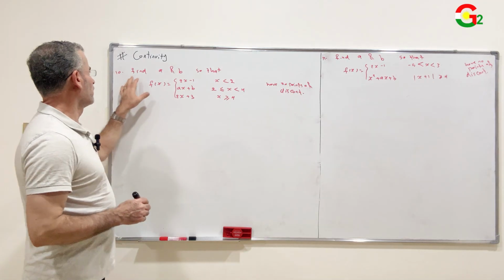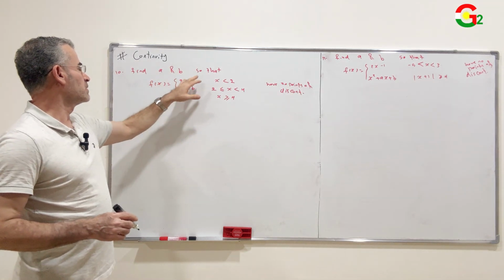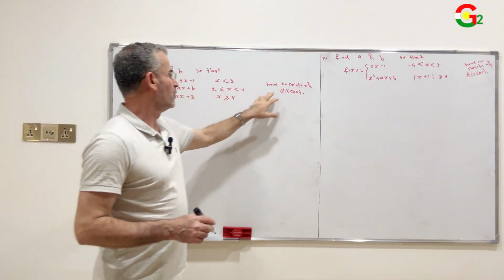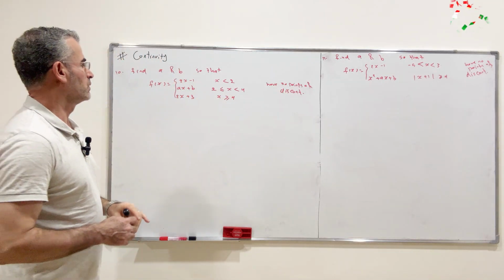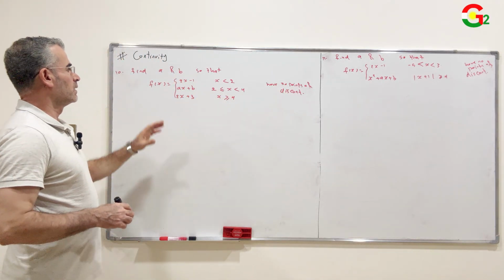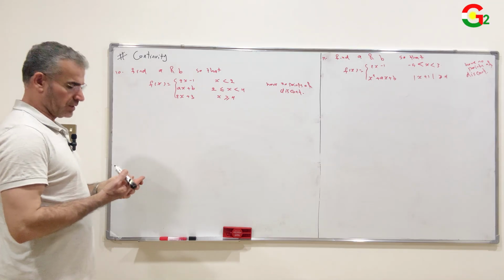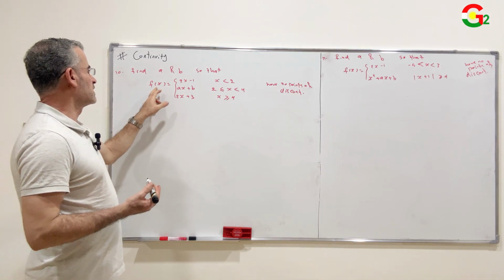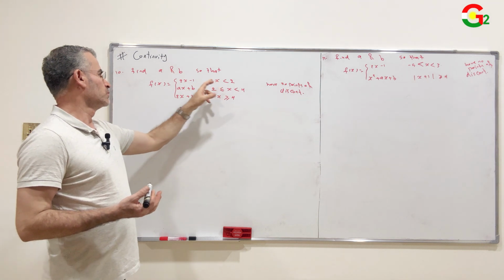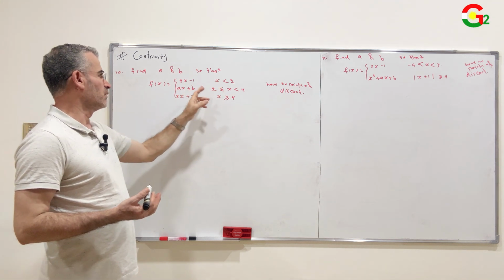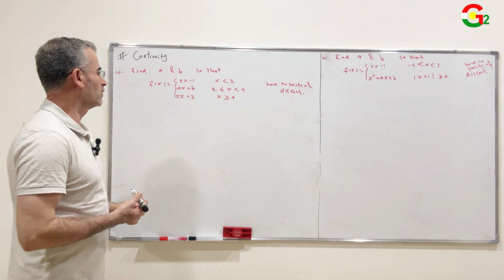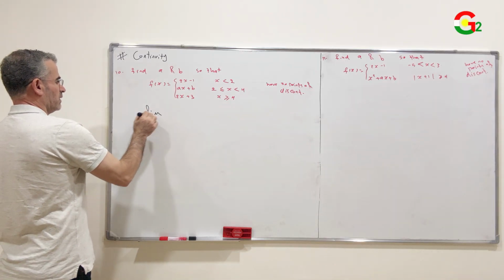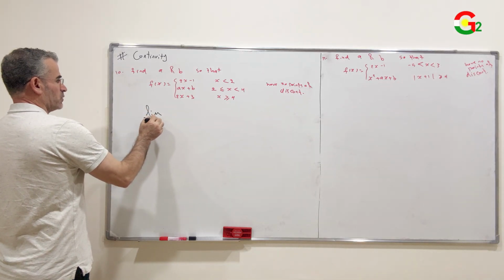Question number 10. Find the value of a and b so that the function defined by this image has no point of discontinuity. Since it has no point of discontinuity, the limit of this function when x approaches 2 should exist, and the limit when x approaches 4 should also exist. First, I find the limit when x approaches 2.